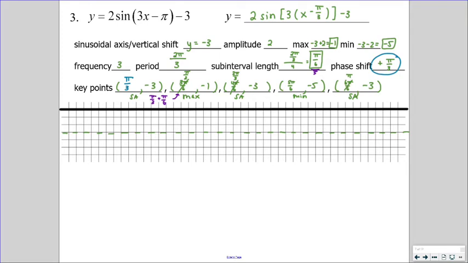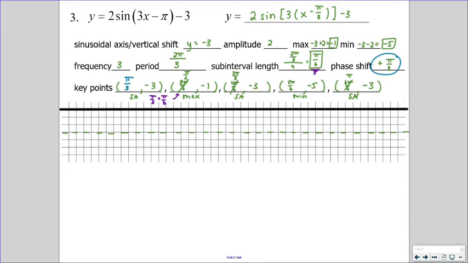Okay, here is my biggest suggestion. Anytime you've got a phase shift, before we drop that y-axis, we're going to scale the x-axis first, because we might not have a y-axis that fits nicely with the way that we have to scale based on the phase shift and the subinterval length. So let's see what happens, and then we'll go from there.